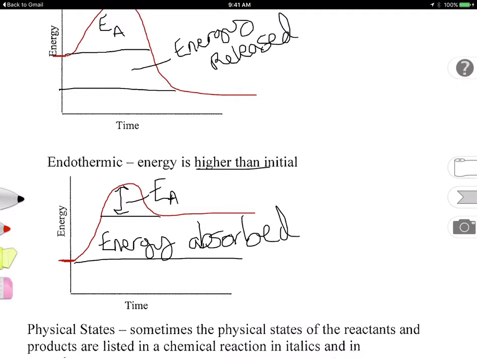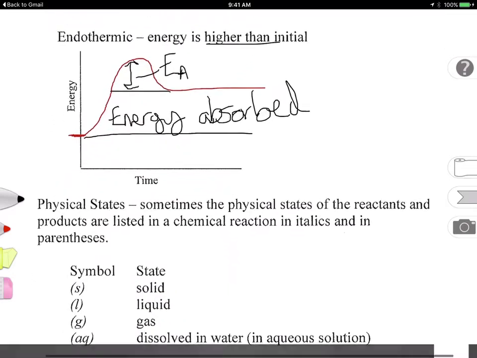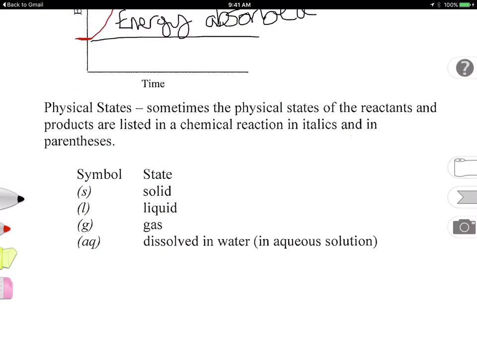How much energy is brought back in to get cold. Physical states, this should be pretty self-explanatory. Are things solid, liquids, or gases? You've got your symbols here, and that's what you'll be practicing on your worksheet, doing these symbols. So solid, liquid, and a gas.